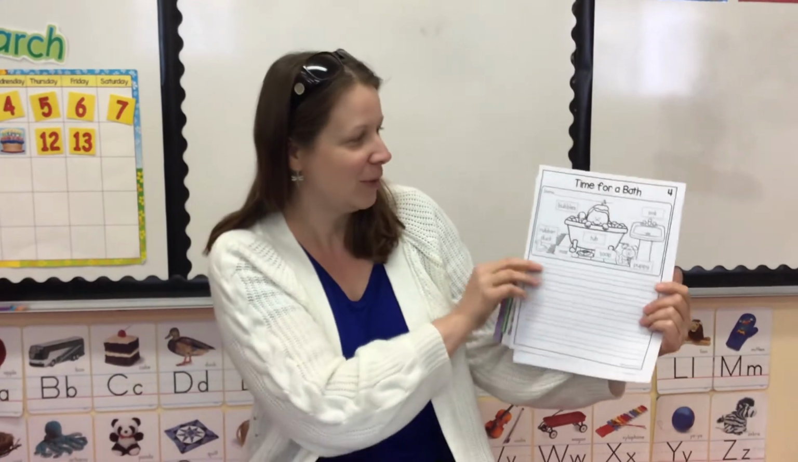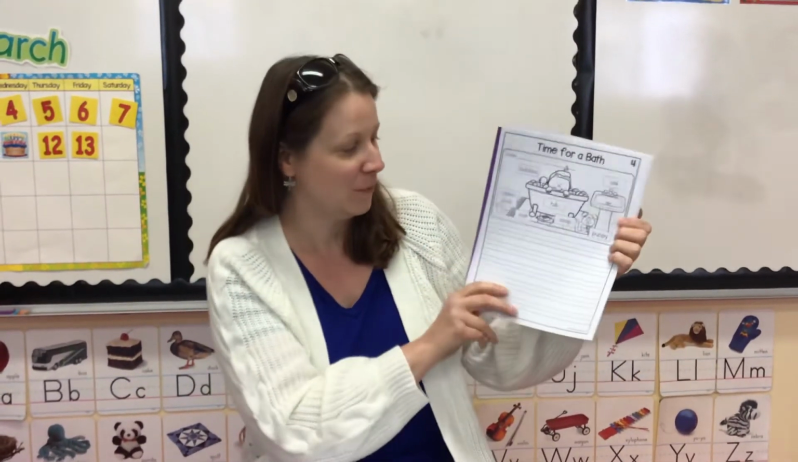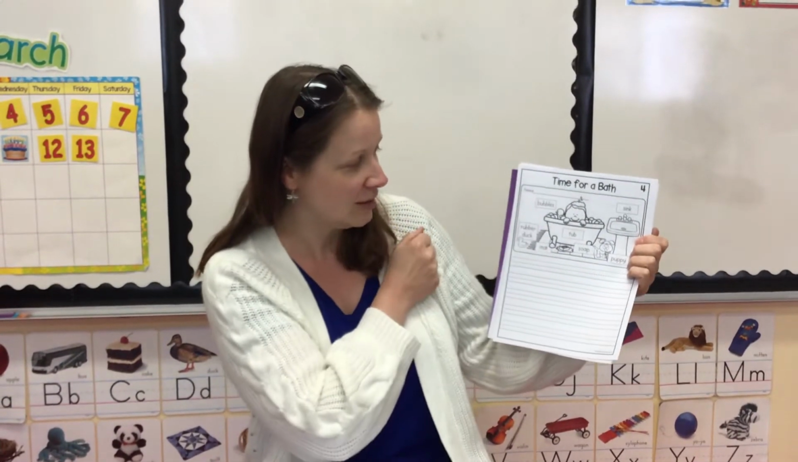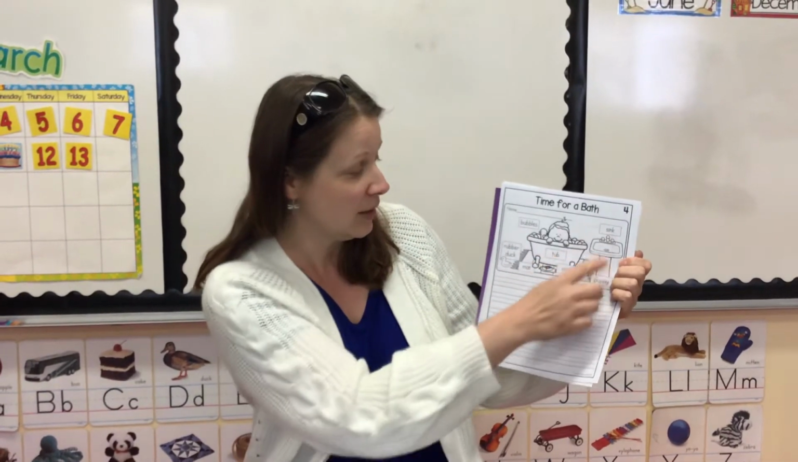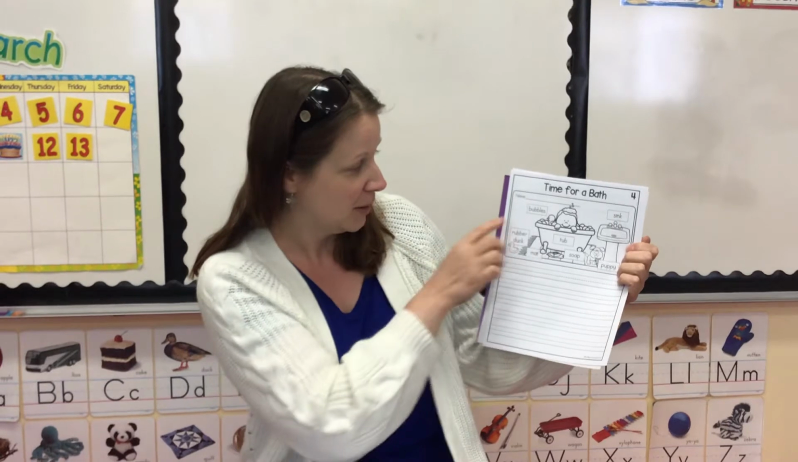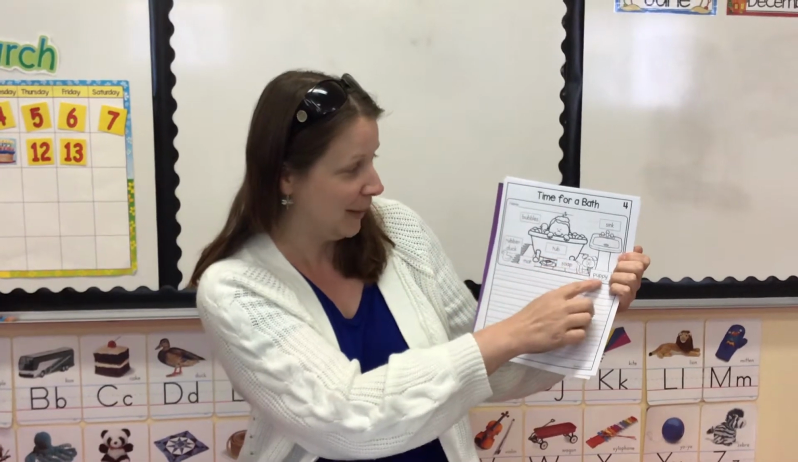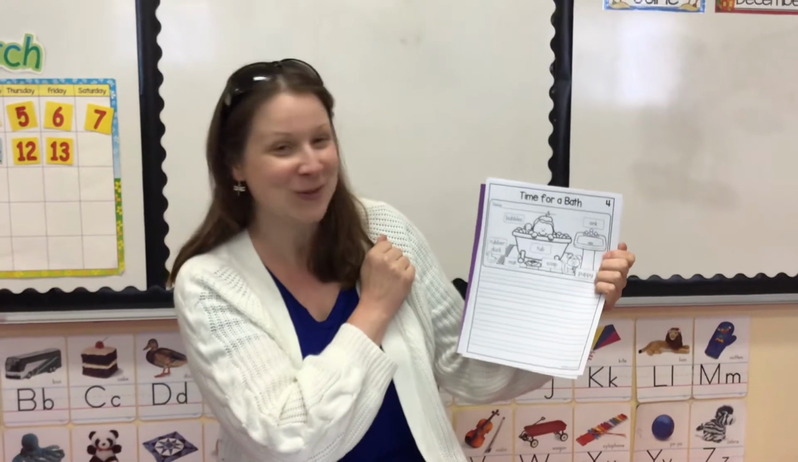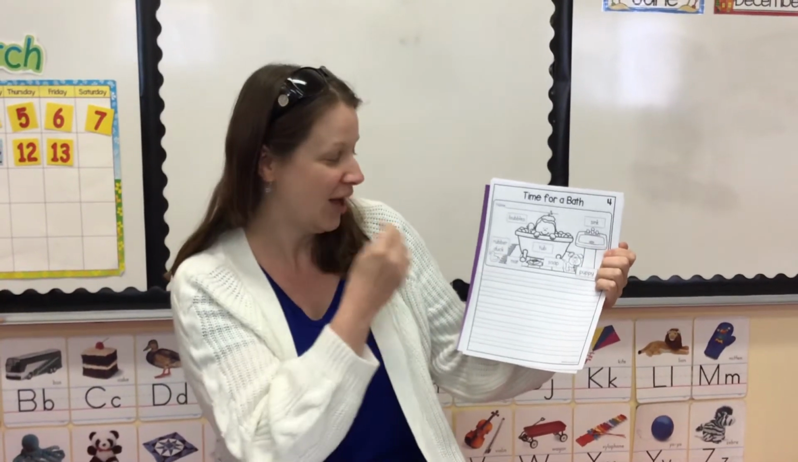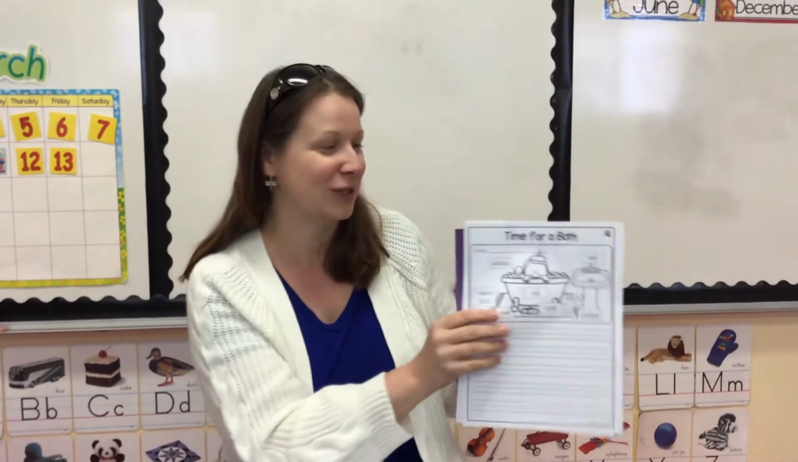The next option you have is called Time for Bath. The illustration is already done for you and it's even labeled, so you can use some of these words in your story. Bubbles, tub, soap, puppy, sink, mat, rubber duck. What story can you tell about bath time? I think those will be some great stories for me to read.